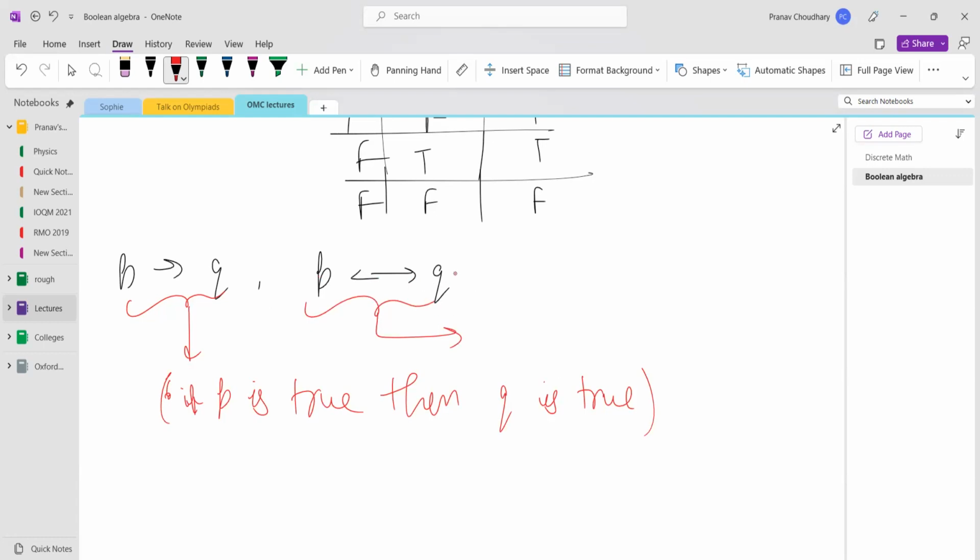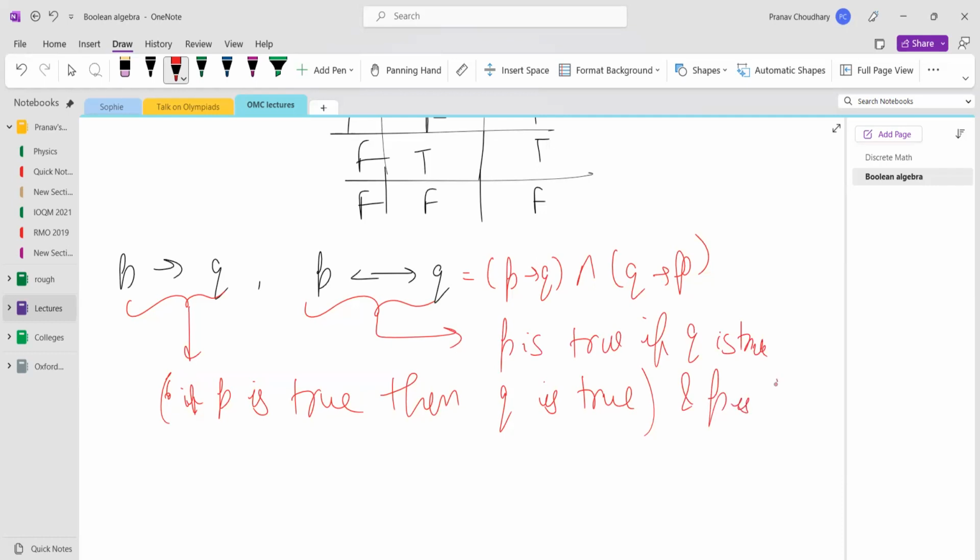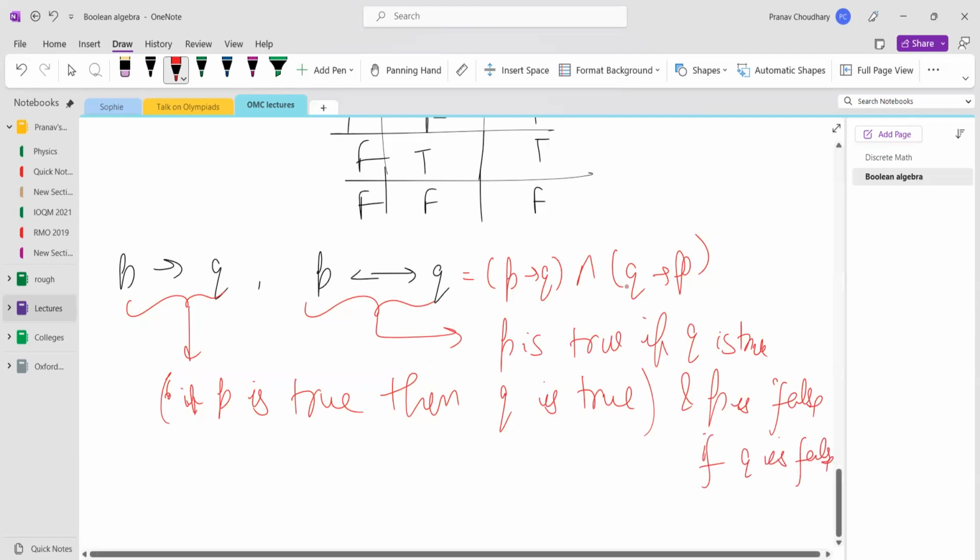And P if and only if Q. So you can imagine this as P implies Q and Q implies P. So P is true if Q is true, and P is false if Q is false, and the other way around as well. By the way, this implies and if and only if, these are not bitwise operators, are they?